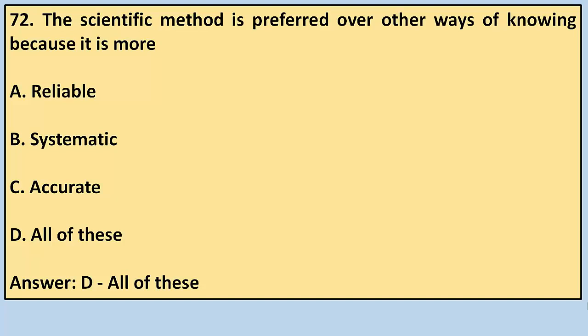The scientific method is preferred over other ways of knowing because it is more A. Reliable. B. Systematic. C. Accurate. And D. All of the above. Answer is D. All of the above.